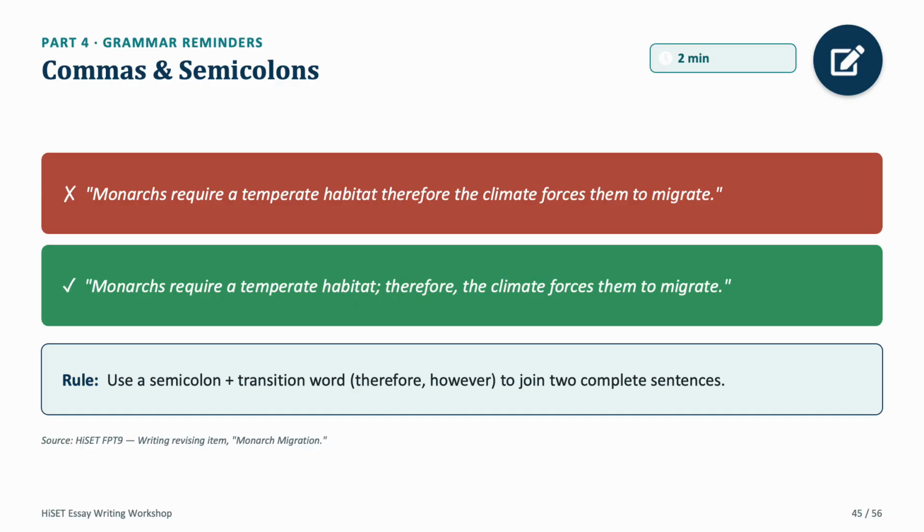So remember this pattern. Complete sentence, semicolon, transition word, comma, complete sentence, period. For example, the job was difficult; however, I continued. Or, she studied hard; therefore, she passed the test.